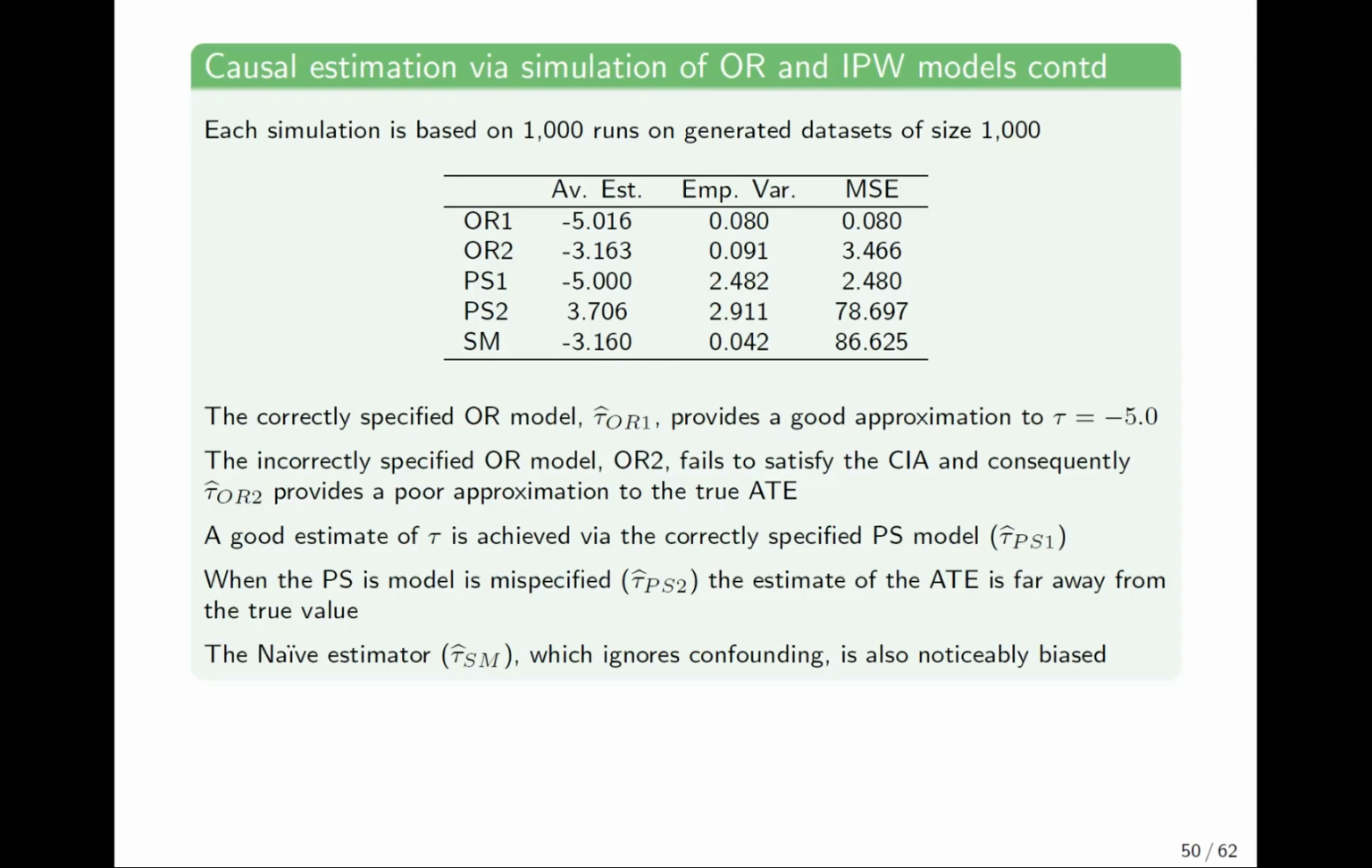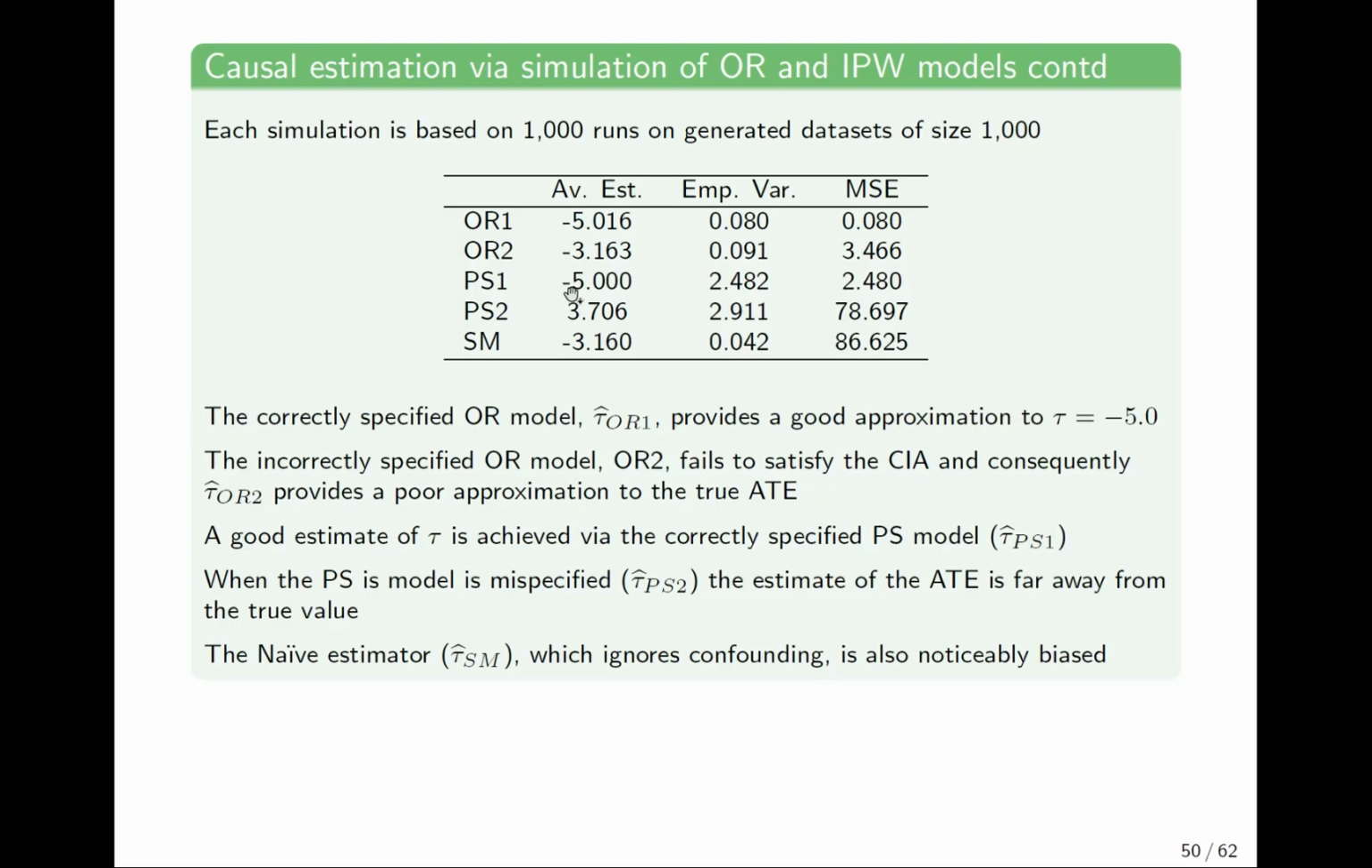The correctly specified outcome regression model that estimated this parameter provides a good approximation to the true value, so we're pretty close up here. When we fail to adjust for confounding, so when we don't include X in the model, we get a poor approximation to the true ATE with significant bias, as shown by the difference between empirical variance and MSE. We get this value here, so it's quite far away from the true value.